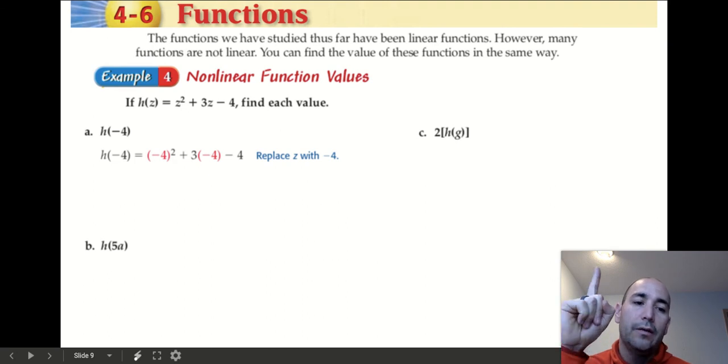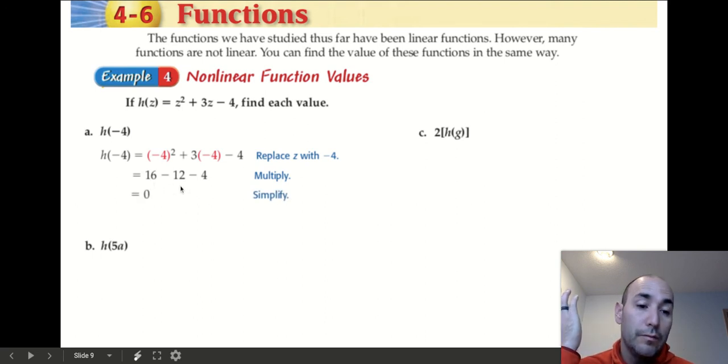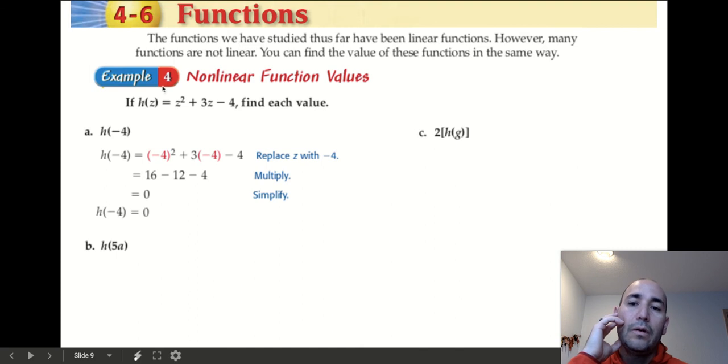Remember, what is negative 4 times negative 4? A negative times a negative is a positive. So negative 4 times negative 4 is positive 16. And then I would do this part. 3 times negative 4 is negative 12. So I'd have 16 minus 12, right? Because it became negative 12, minus 4. And so then you simplify that, and that would give you 0. 16 minus 12 is 4, and 4 minus 4 is 0. So now I know that h of negative 4 is equal to 0. When I input negative 4 into my equation, it equals 0.